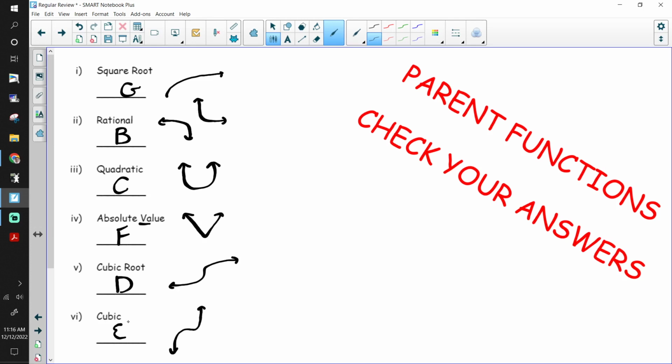The one that was not one of our selection was exponential. Exponential looks like this, approaching up. This is exponential. Okay, so make sure you know all 7 of these. You have a question that's just like this matching on your midterm.